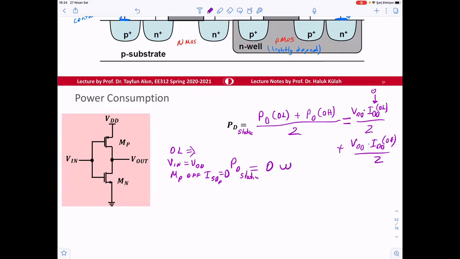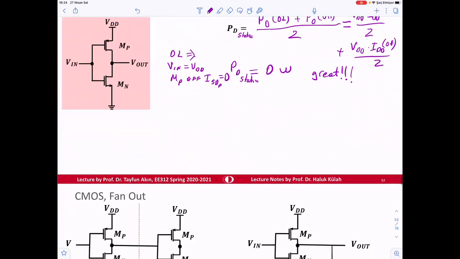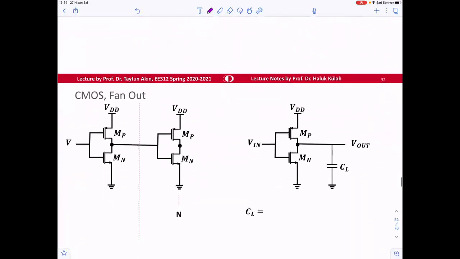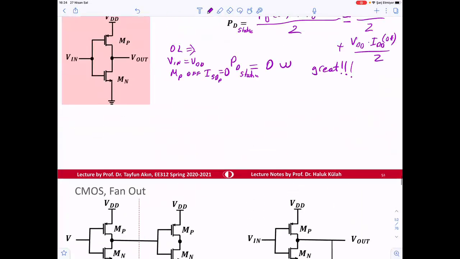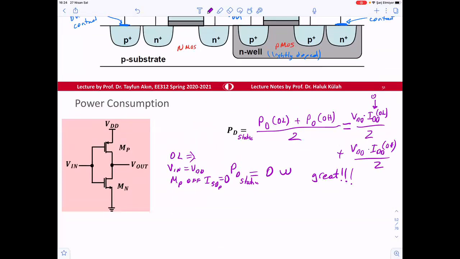Okay, great. So this is another very important advantage of this device. However, if we think that, you know, there is a load capacitance here.